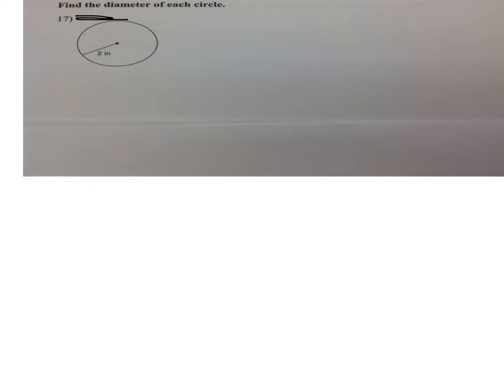We talked about chords in class, and we're going to get way more into this in the next chapter, but in the intro lesson we did talk about chords, and I did mention that the diameter is the longest chord. It goes through the center. And so if a radius goes halfway, the diameter goes all the way across. So if a radius is 2, then the diameter is just twice as big. So literally 2 times 2, the diameter is 4 inches.